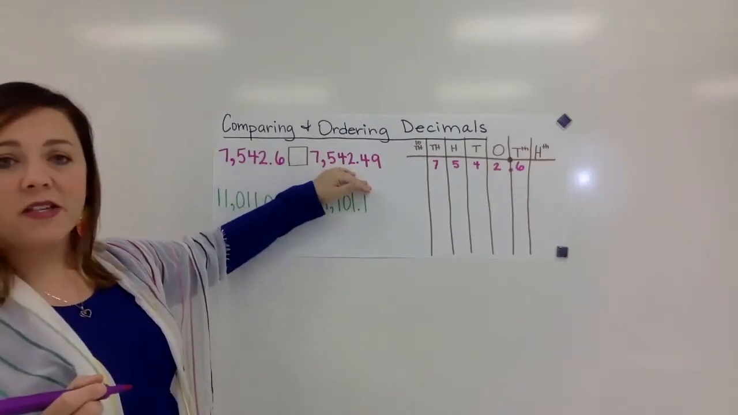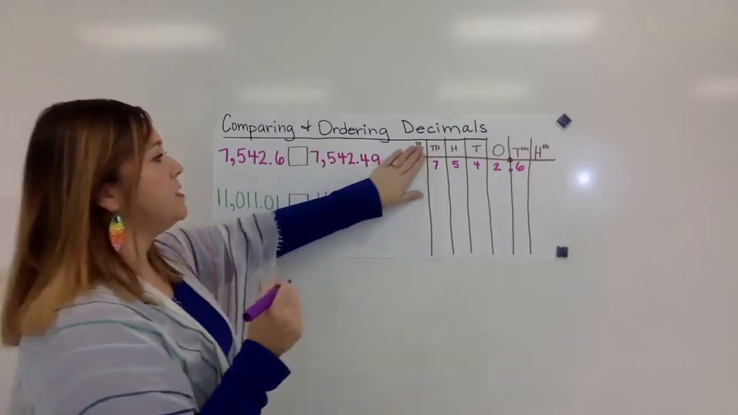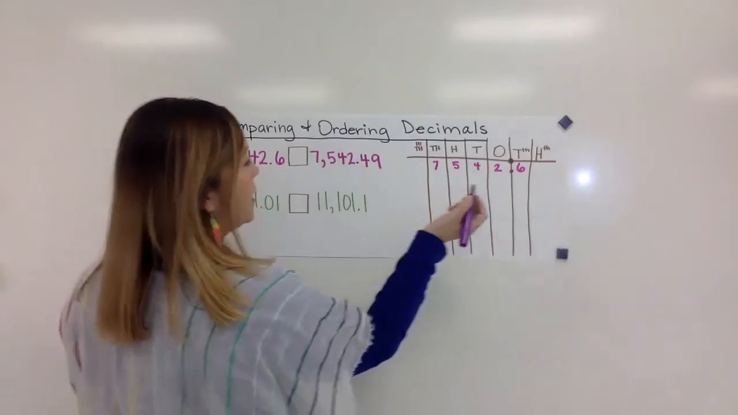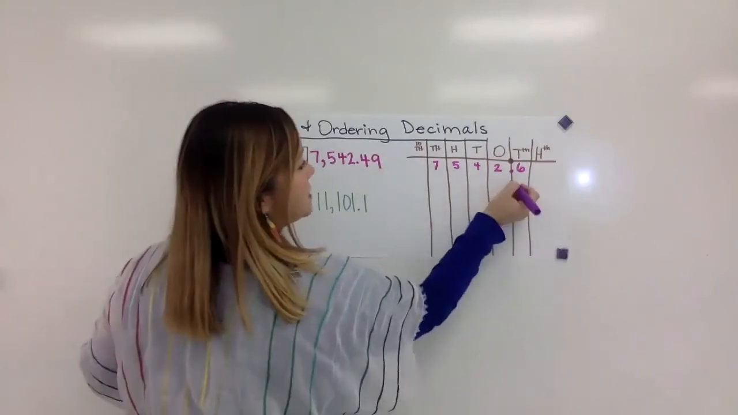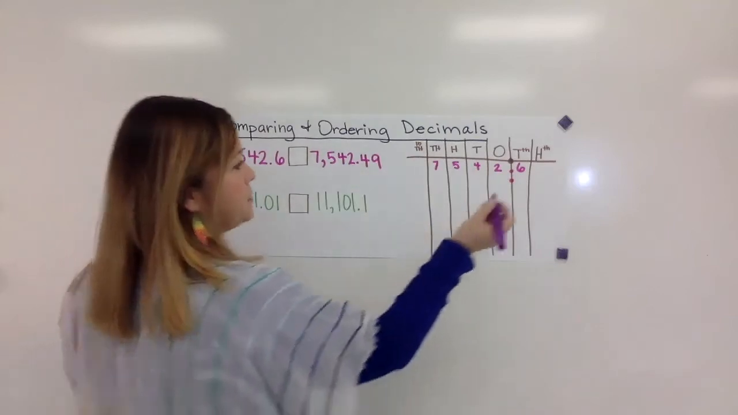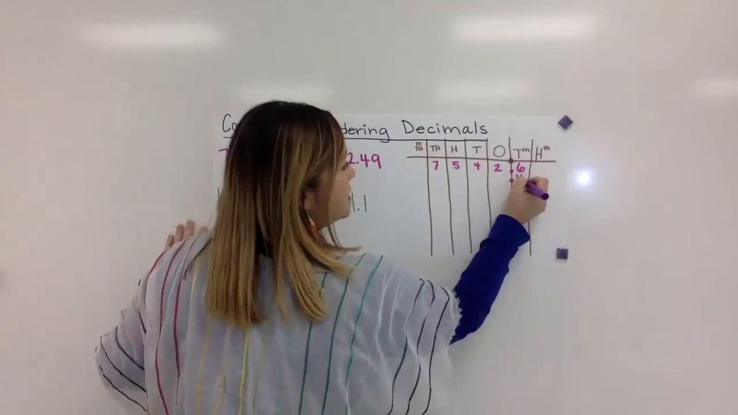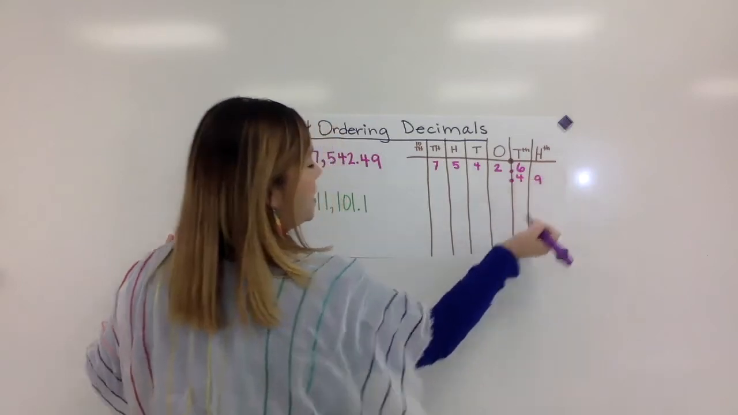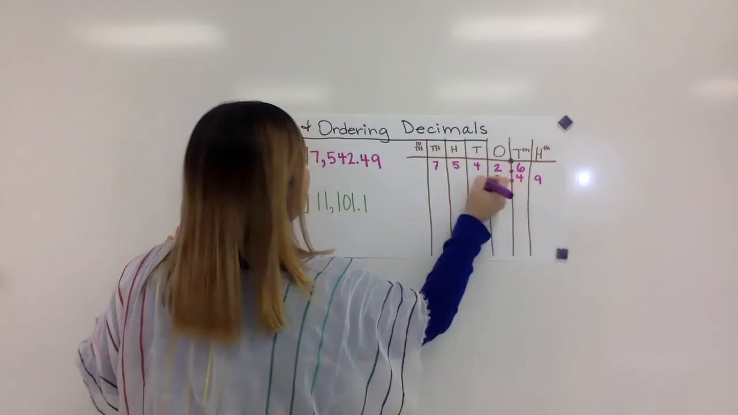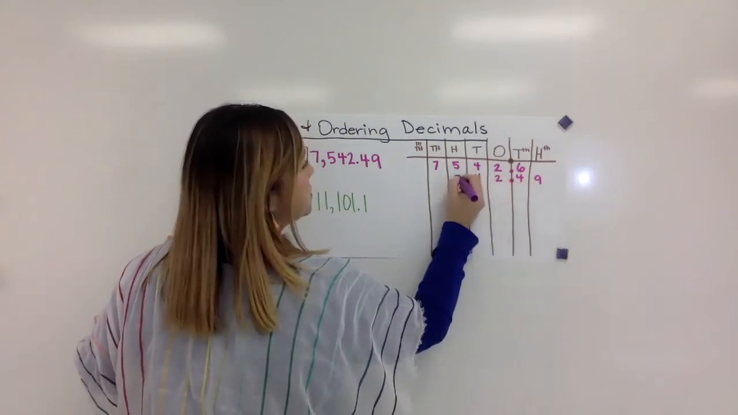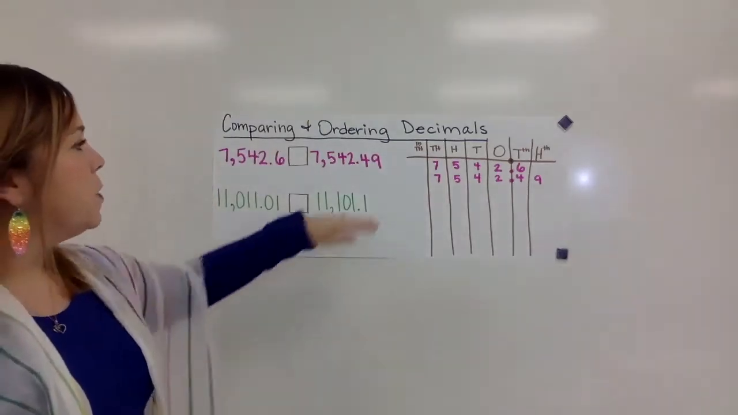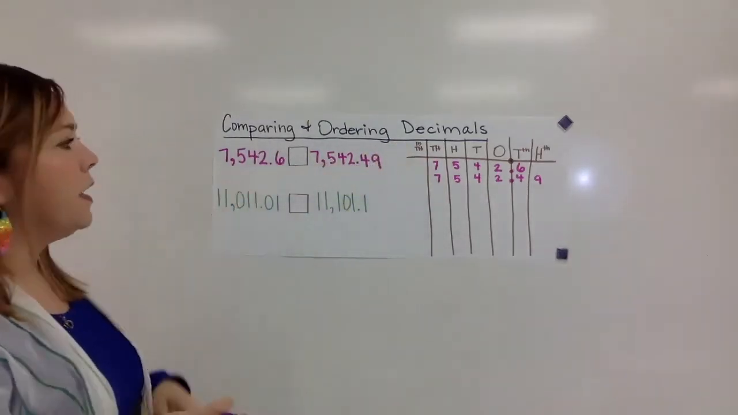Okay? Now let's look at the next number there. 7,542 and 49 hundredths. So let's rewrite that number vertically right underneath the one that we're comparing it with. So here I have a decimal place, and then notice I have 2 digits after my decimal place there. I have a 4 in the tenths place and a 9 in the hundredths place. Now I'm going to come back and fill in my whole number digits. All right, so there we have it. We have both of the numbers that we're comparing here.